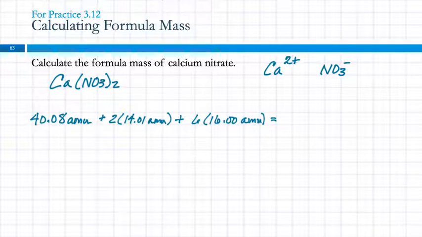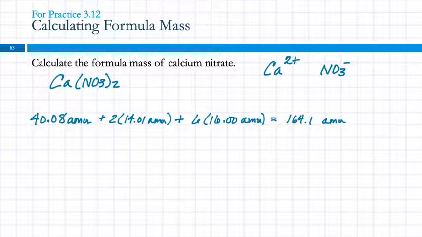So 40.08 plus 2 times 14.01 plus 6 times 16 equals 164.1 atomic mass units. That's the mass of the formula unit, the formula.